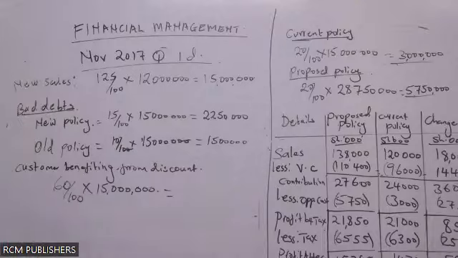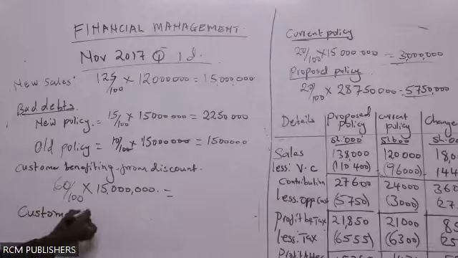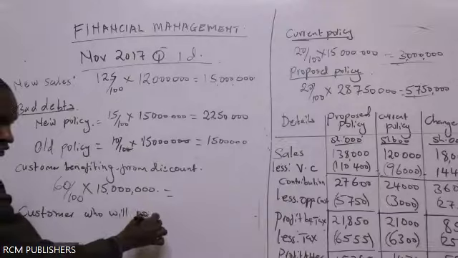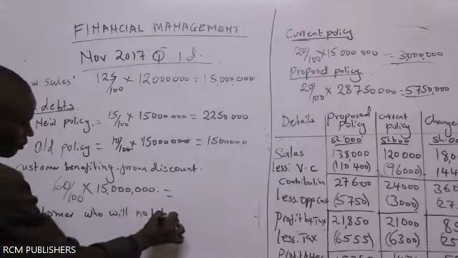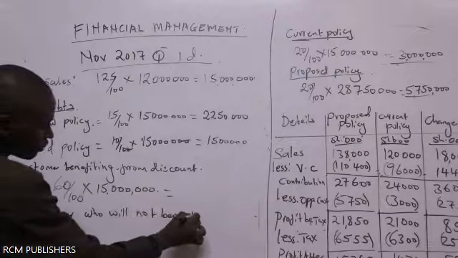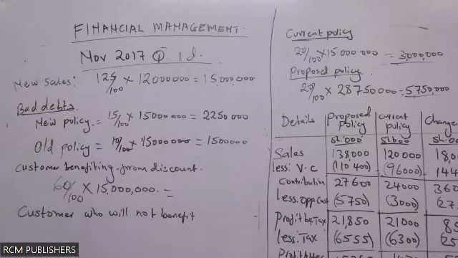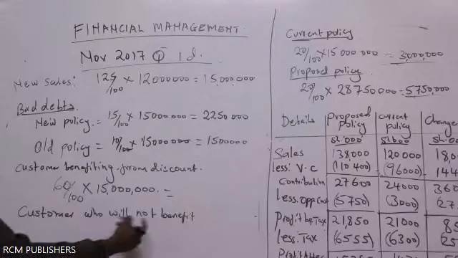Customers who will not benefit from the discount offer, let's see. I want you to tell me the proportion of customers who will not benefit from the discount. The percentage, please. When you have a discount, we use it like this. Thank you very much. The customers who will not benefit from the discount.